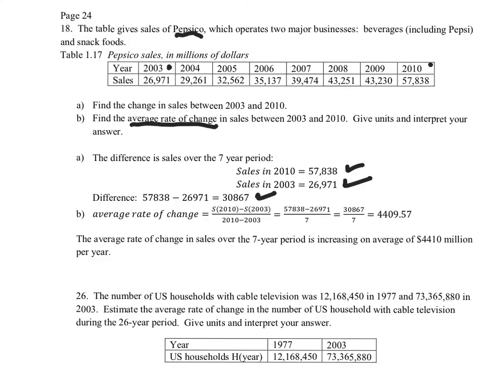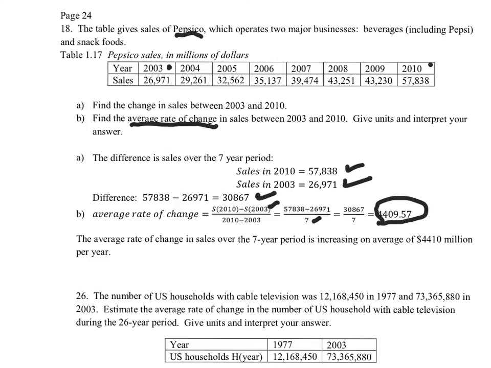So the average rate of change from 2010 to 2003, we would have the value of sales in 2010, which is $57,838, minus the sales in 2003 to be $26,971, divided by the total number of years, 2010 minus 2003, which is 7 years. That gives us an average rate of change of $4,409.57 over the 7-year period.